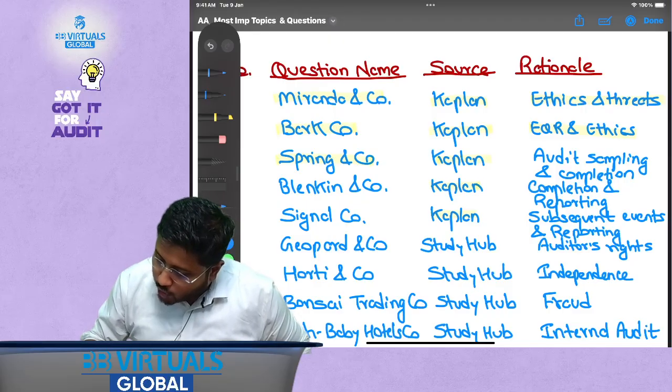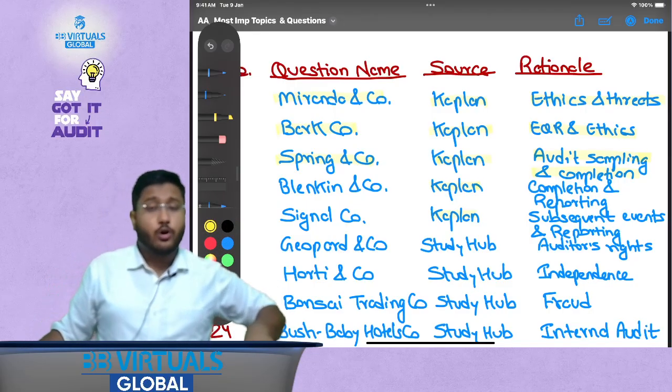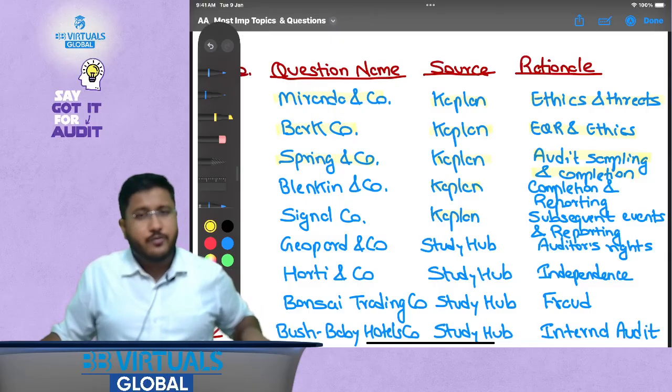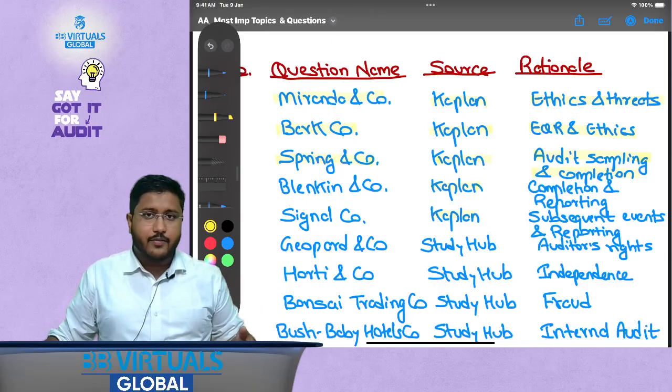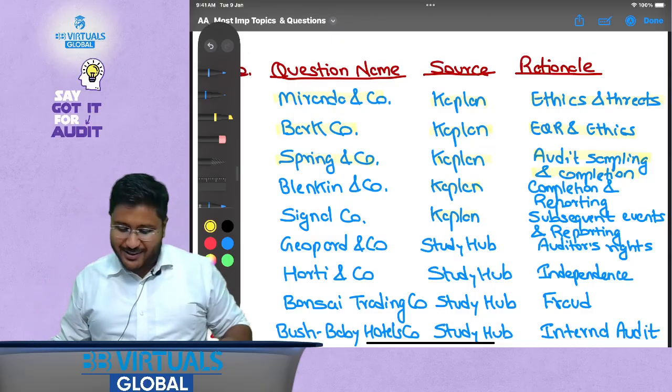Spring and Company, audit sampling and completion. Again, we have already covered audit sampling, but when I talk about audit sampling here, you will be seeing a different version of it. Plus, it also has a question on how it affects the completion stage, and that is why this question has been selected.